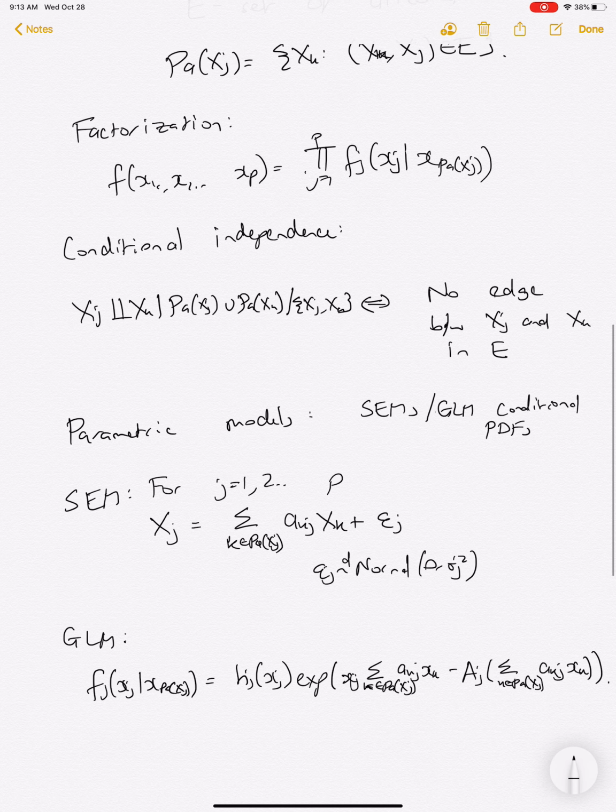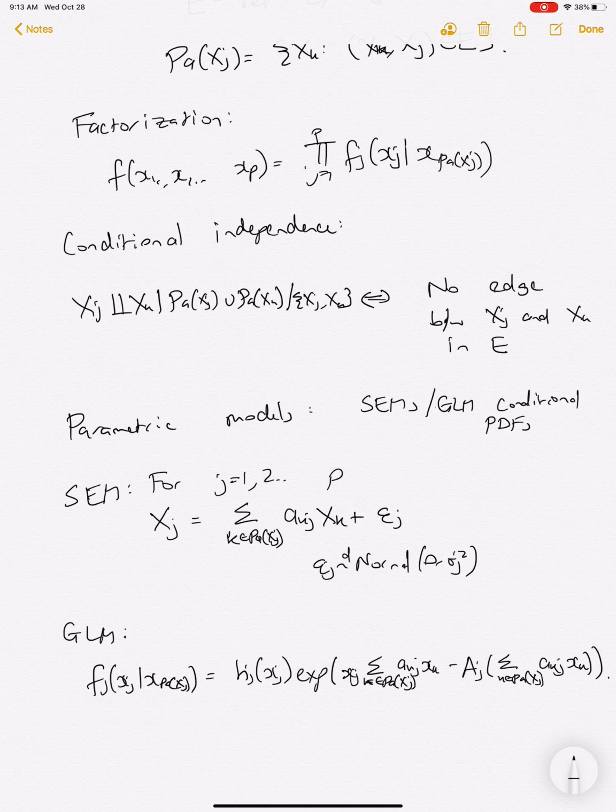So as I mentioned, we're going to get to this notion of parameter estimation and then graph structure estimation. And that's where this notion of how we define parametric models is really important. And so in the case of DAGs, because we have this nice factorization in terms of the conditional PDFs, we can define a parametric model by just considering conditional PDFs for each of the P nodes.